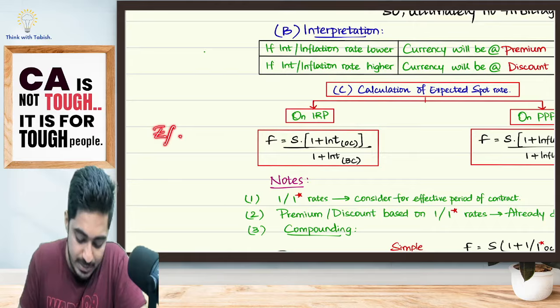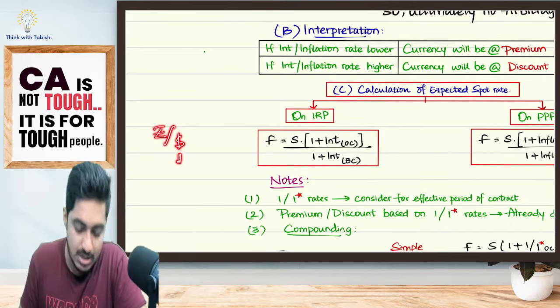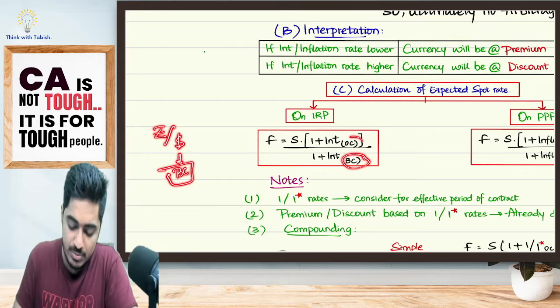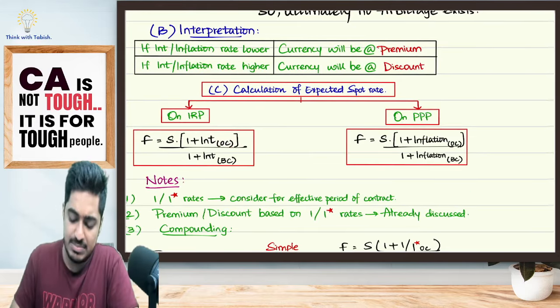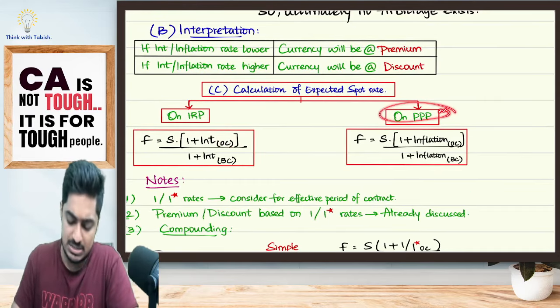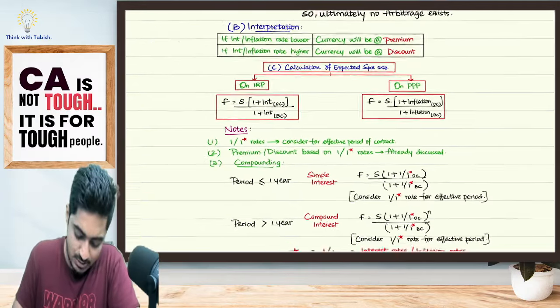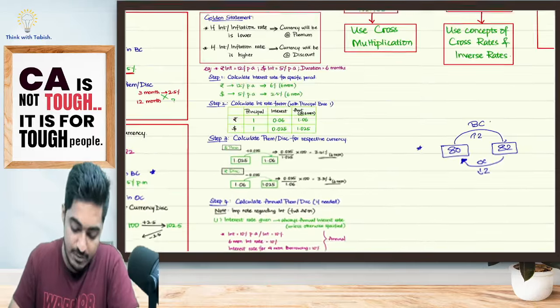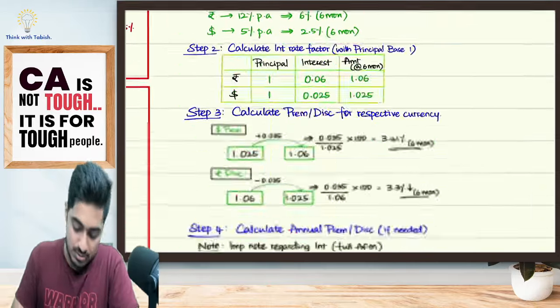Imagine I am telling rupee per dollar. Here which is the base currency? The denominator is the base currency. Normally base currency, I will be writing in denominator. So base currency in denominator, other currency in numerator. Same thing using PPP, here I will be considering inflation. It is spot into 1 plus inflation of other currency divided by 1 plus inflation of base currency. Simple. This is one calculation. One more is calculation of premium or discount, which I have already discussed. Yes or no?